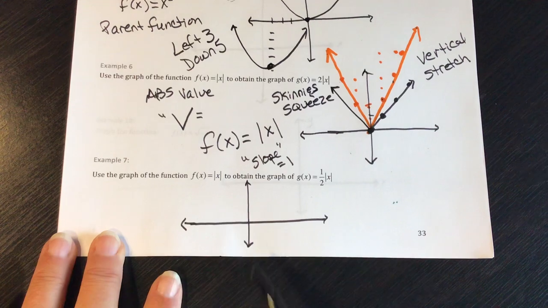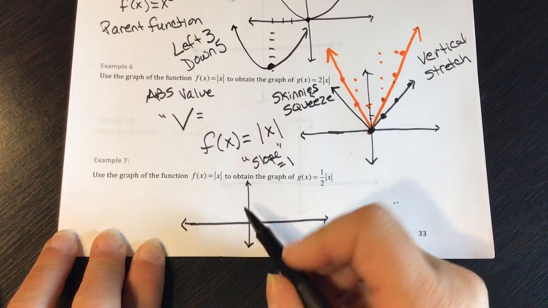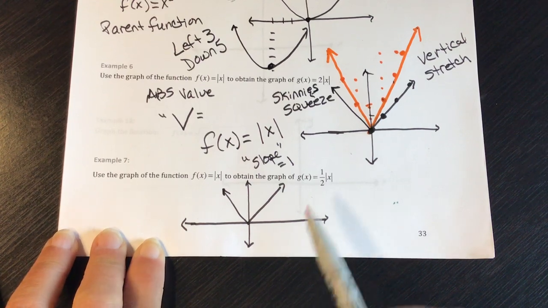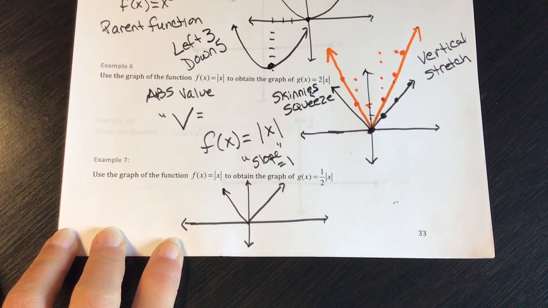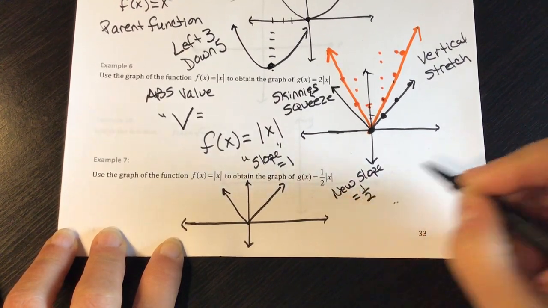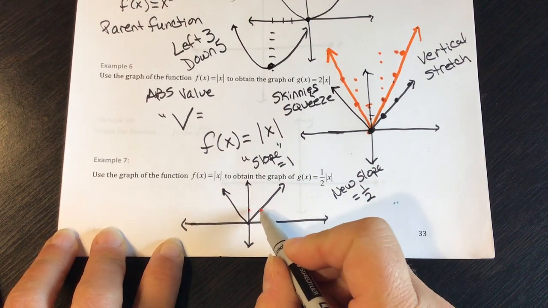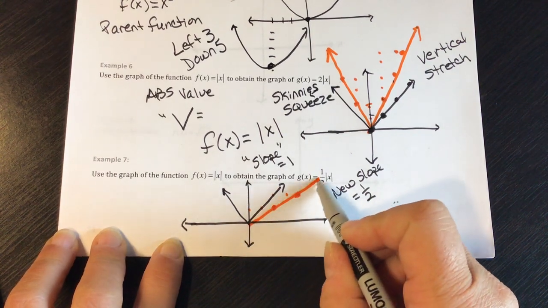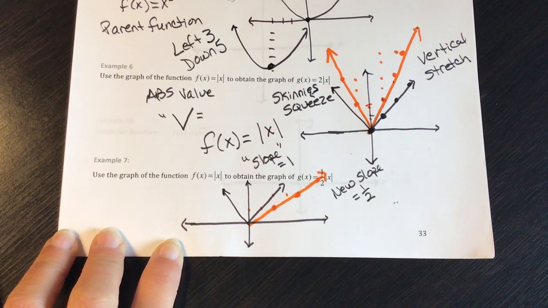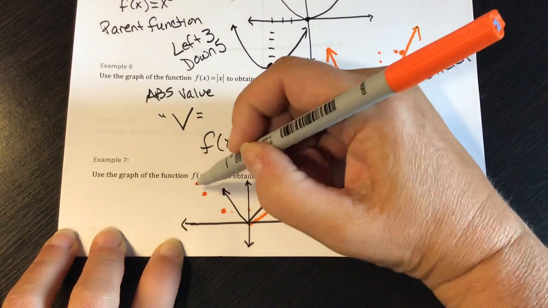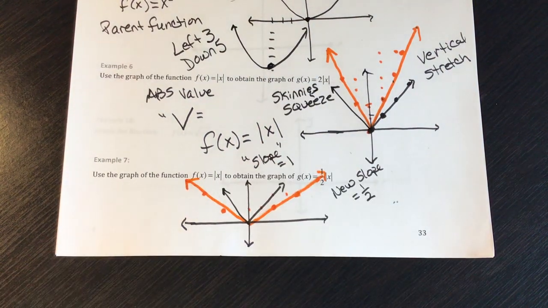And in the last example, example 7 on this page, we still have the absolute value function. So here's my parent function. I'm just using a different color so we can see here. Now my slope is 1/2. So if I start here, I'm going to go up 1 over 2, up 1 over 2, up 1 over 2. So on this side, it's stretching outward, okay? And I can reflect these over the y-axis, and it would look something like this. The technical term for this is a vertical compression.